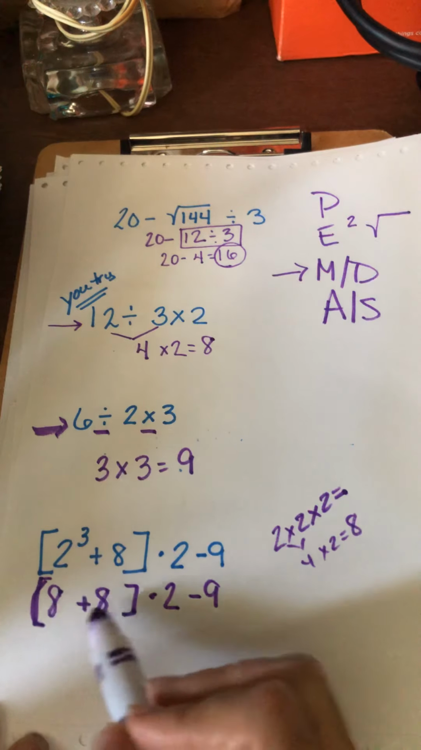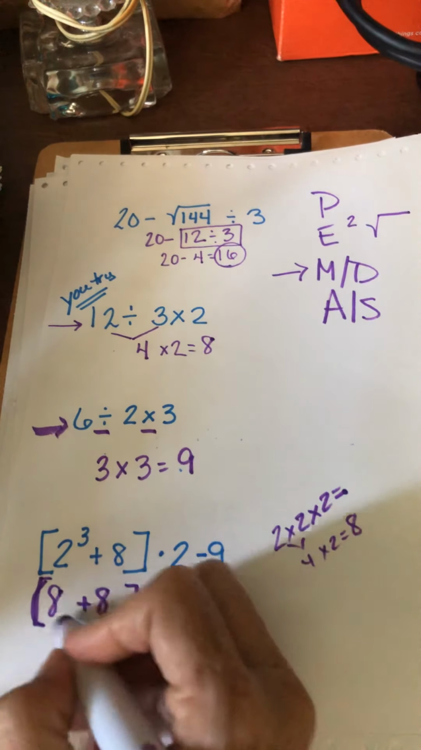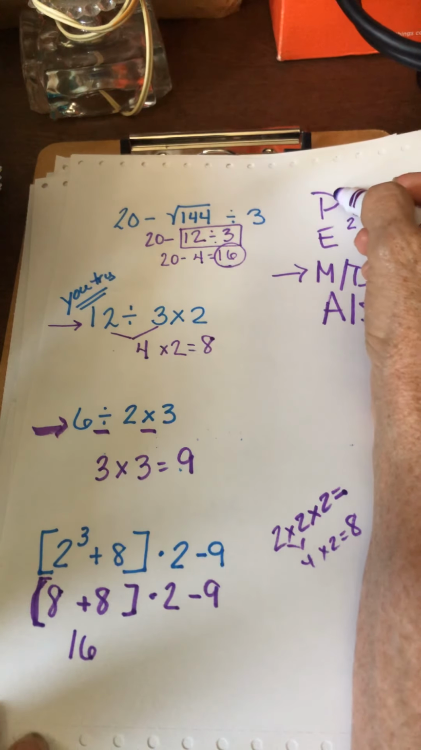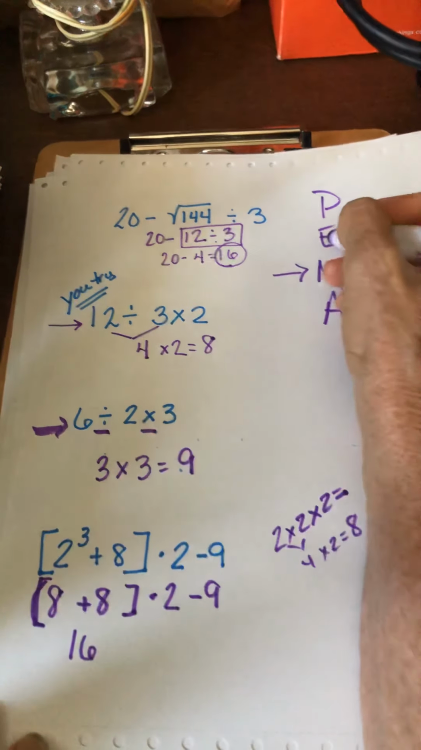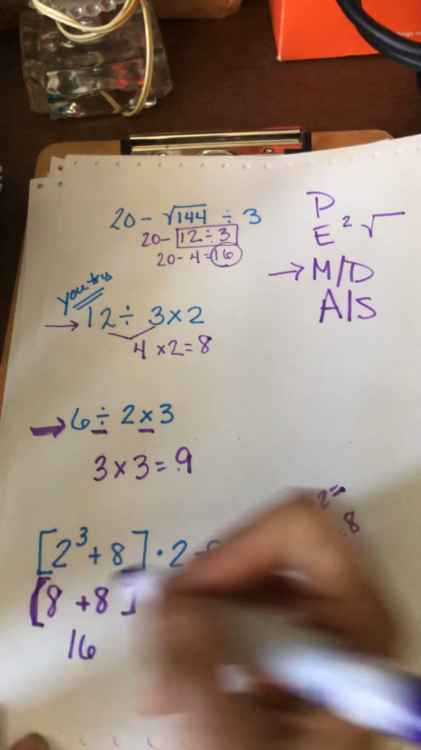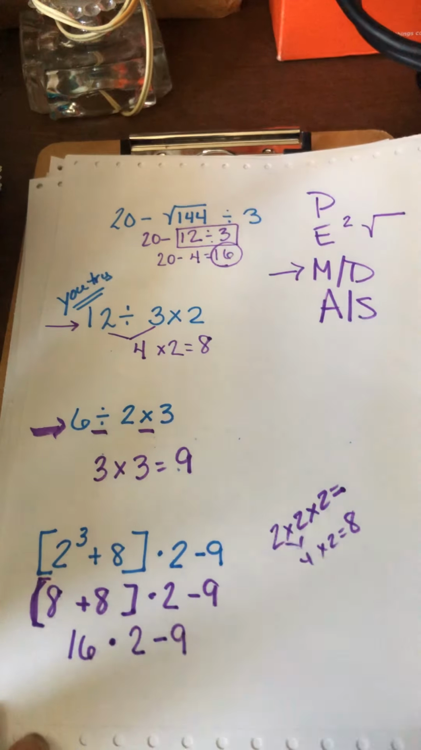Now, what is 8 plus 8? It's 16. So now I have my parentheses solved. Normally you do parentheses first, unless there's an exponent inside, you have to solve it first, then you go back to parentheses. So now I have 16. I have the times sign, this is another way to write times, minus 9.